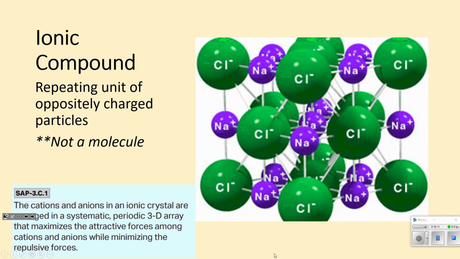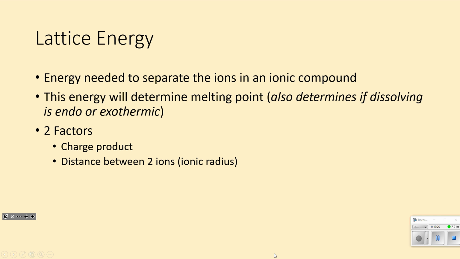So, what we need to go over that's hopefully a little more new than today is how to tell one ionic compound from another. If all ionic compounds are basically repeating units of oppositely charged particles, what makes them a little bit different from one another? And that's what's referred to as lattice energy.